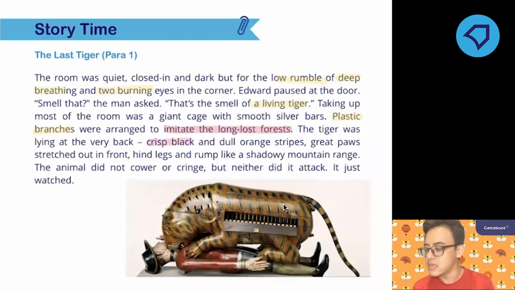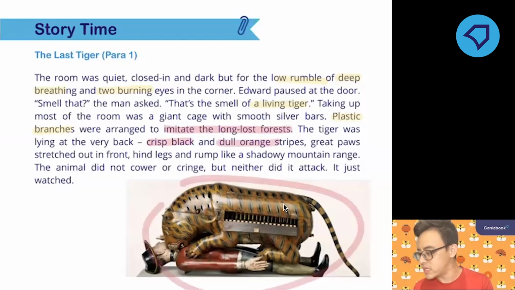Crisp black here means that it's black. The black part of its fur is very clear, very defined, very dark. When you call it crisp black. And dull orange. I gave you this picture here because dull orange kind of looks like the orange over here. This orange that this tiger has is a dull orange, not a very bright orange like my background. This is the dull orange.